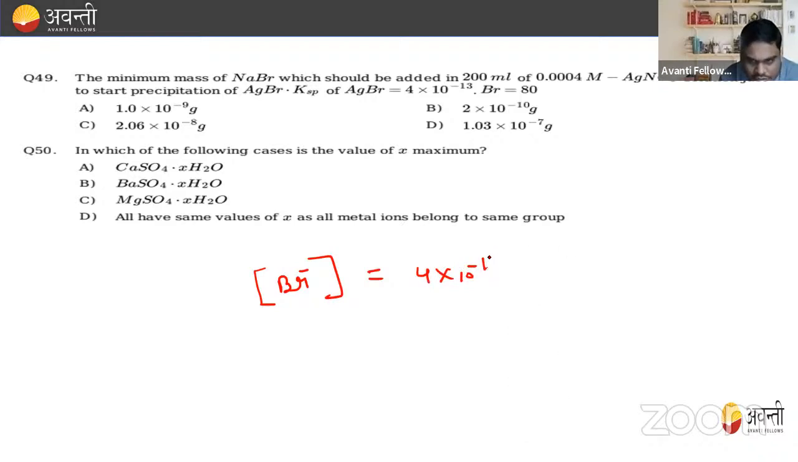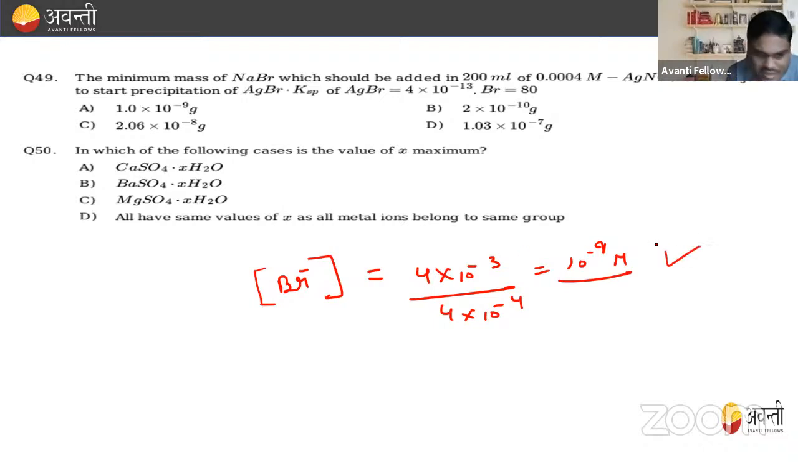Okay, 4 into 10 to the power minus 30 upon 4 into 10 to the power minus 4. How does that come out to be better? Tell me how you got that. Yeah, that comes out to be 10 raised to the power minus 9 meter. Okay, so now we know that the Ksp of AgBr and Br is given. So by using this, we can calculate.